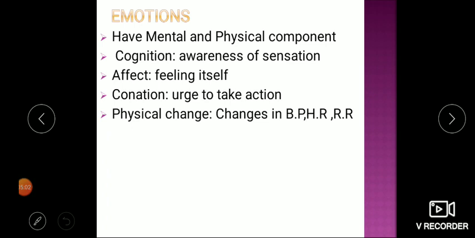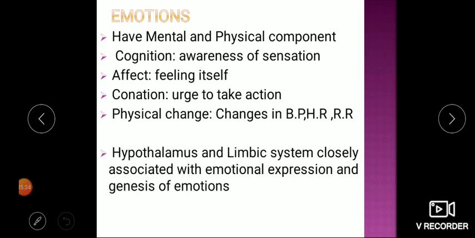And the last one is physical change. Inside the body, physiologically, there is a change in blood pressure, heart rate and respiratory rate. That is nothing but the fight or flight reaction in the body. Either we flee, for example, if I hear the roar of a lion or I see a lion, the action will be running away from it. So the body gets prepared physically for that. Or if a hunter is there, he will try for the fight. So these are the 4 steps of emotion: cognition, affect, conation, and physical change.